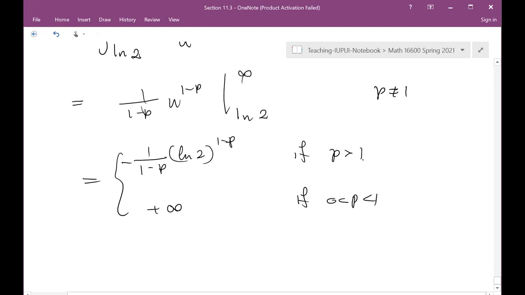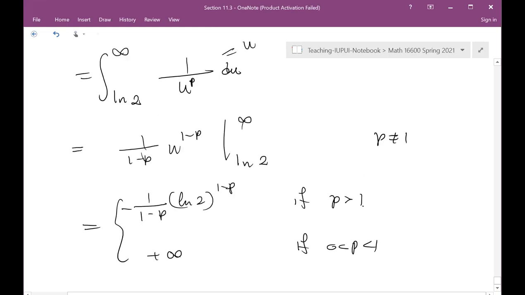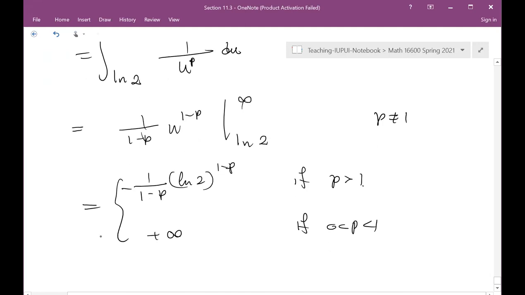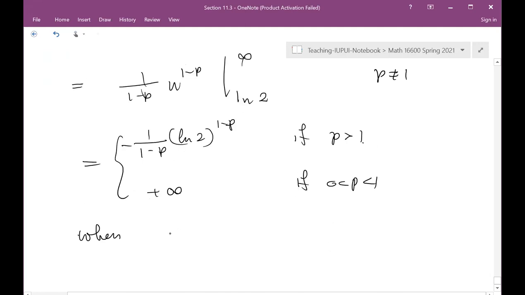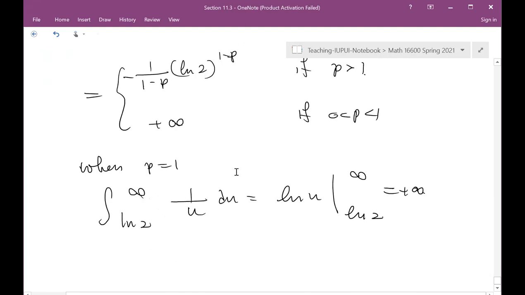Similarly, you can also show that when p equals 1, the only difference is the integral will be a natural logarithm, which goes to infinity. Anyway, the only non-trivial case is when p is greater than 1. And that's it.